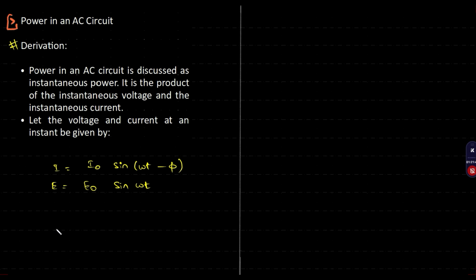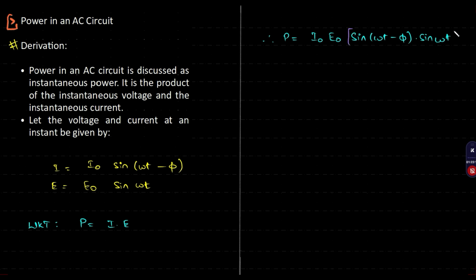Now, how do you talk about power? We know that instantaneous power will be equal to I into E, as simple as that. So when you substitute, P will be equal to I naught E naught, just rearranging directly, sine omega t minus phi into sine omega t.